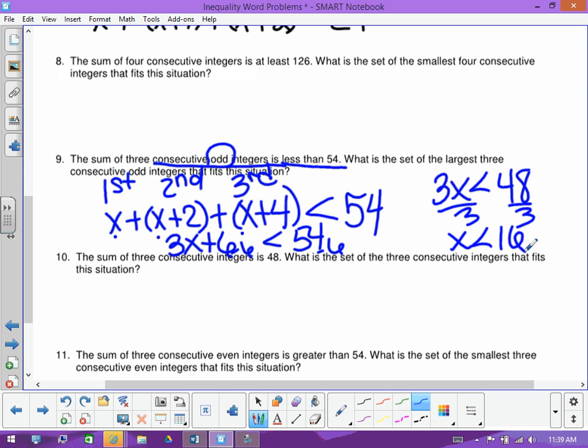It's not quite done. What did the question ask for? Consecutive odd integers. What's the first odd integer less than 16? 15. So if my first number is 15, what's the second number? 17, then 19. So that's the number you're looking for, 15, 17, 19.